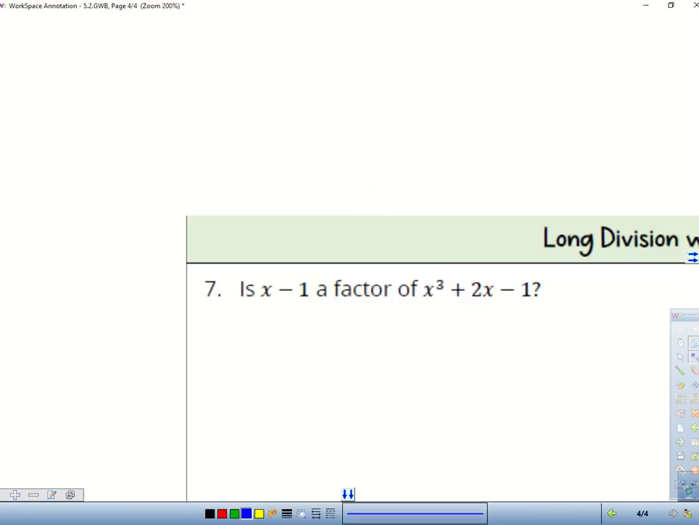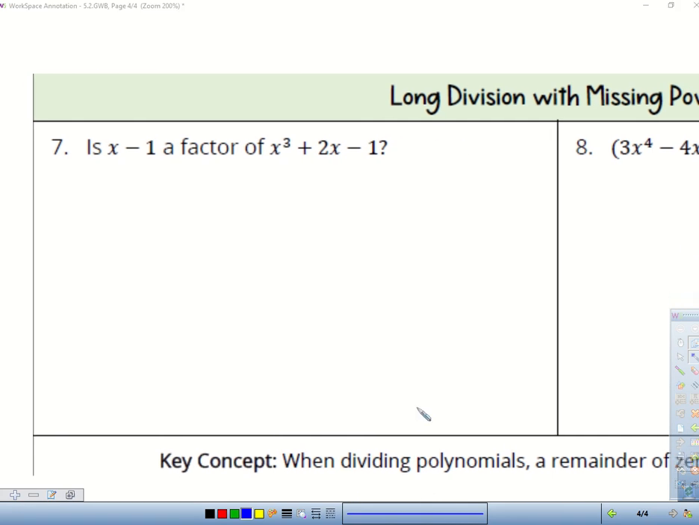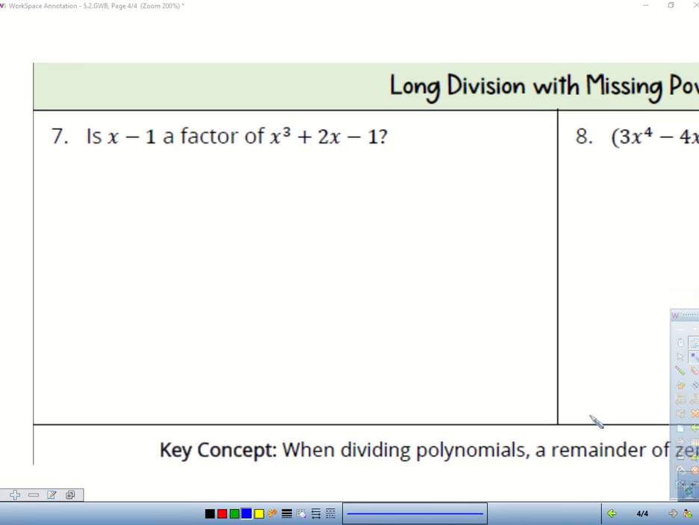Alright, so we have 2 more to try. Sometimes you're going to be asked if something is a factor of something else. And we can confirm this by doing long division, right? Because we want a remainder of 0. Now here's where you have to be extra careful. This is a 3rd degree term. This is a 1st degree term. And this is a 0 degree term.